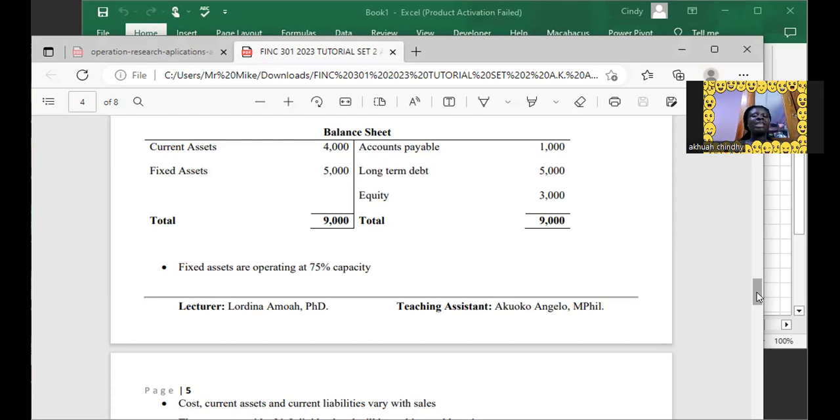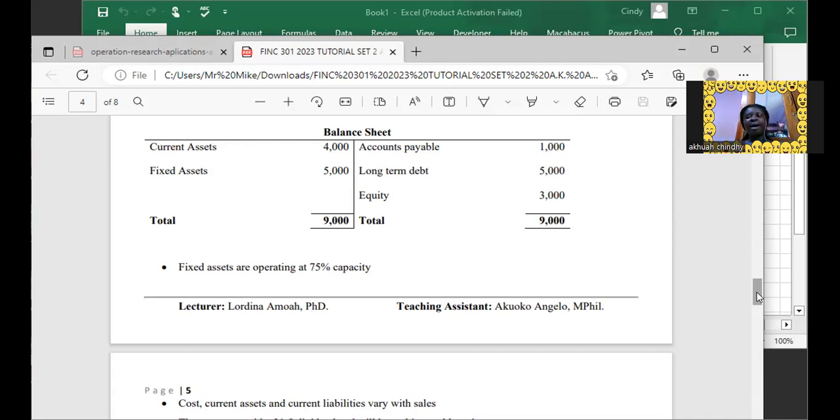So the first assumption for this firm, Baby Limited, is that it is operating at 75% capacity. It's not using its assets to the full brim. So it means that its current sales is not equivalent to its full capacity. You get it. So that's the assumption. One assumption you need to take note of is that its current sales is just using 75% of its total capacity.